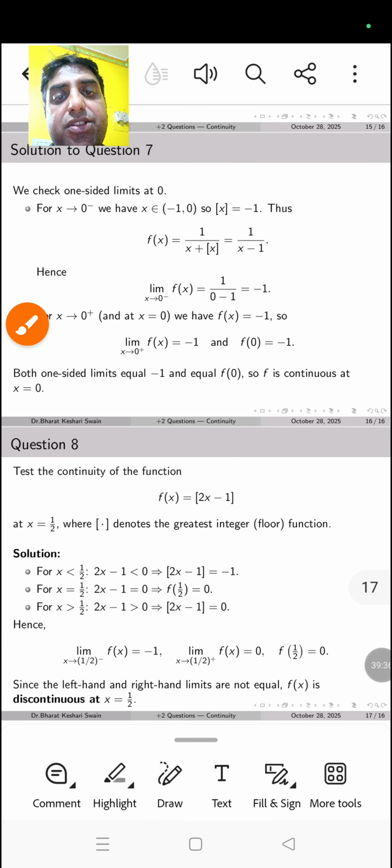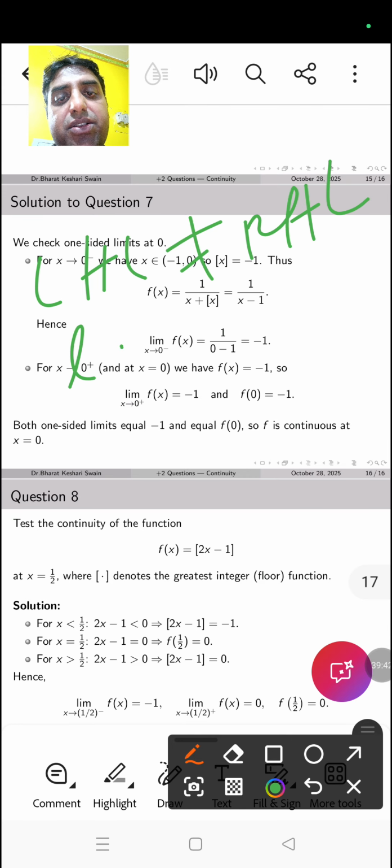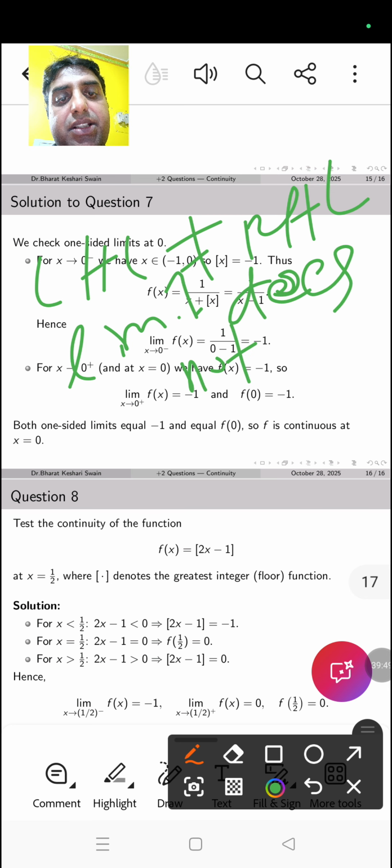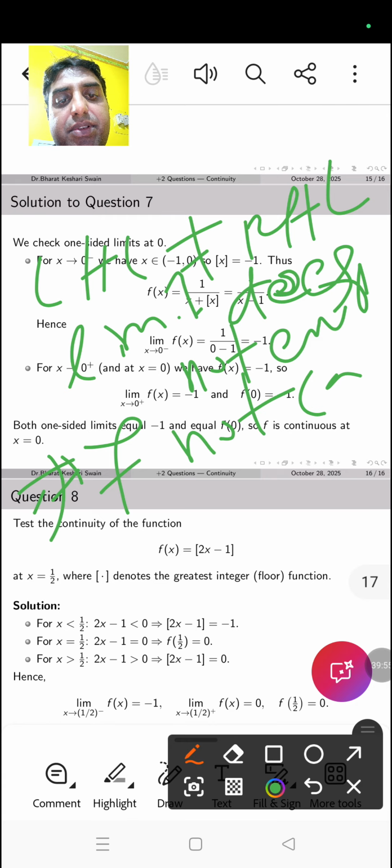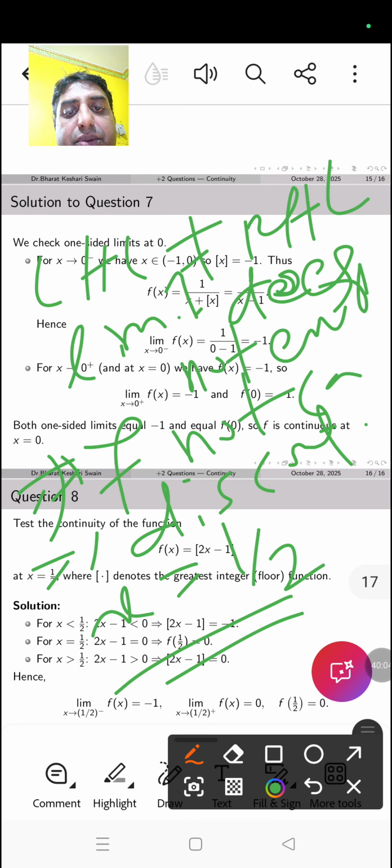So your left hand limit is not equal to the right hand limit, so the limit does not exist, and therefore the function is not continuous. That means the function is discontinuous at x equal to 1 by 2.